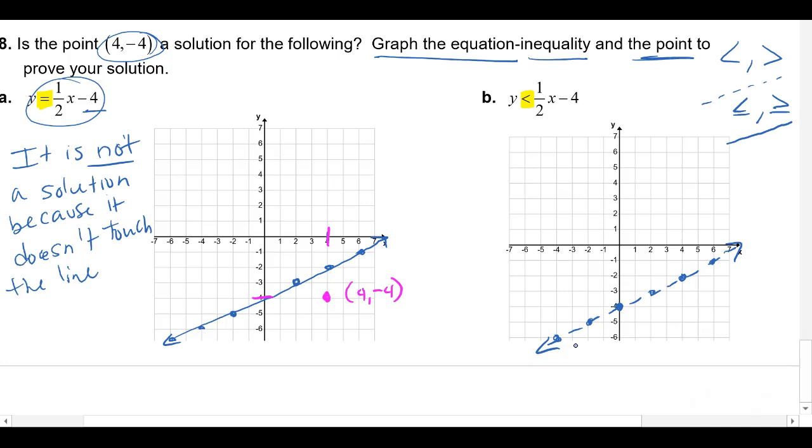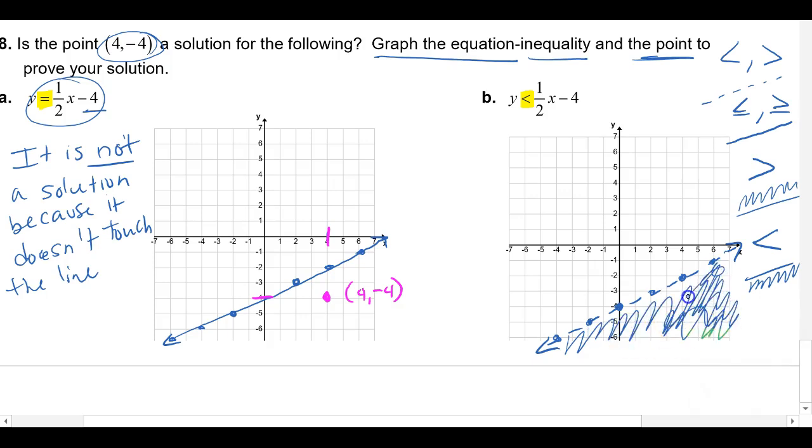And then the second thing we need to include is that if it is greater than, we shade above the line. And if it is less than, we shade below the line. In this case, it's less than. And it doesn't matter whether it's equal to or not. If it's greater than, you shade above. And if it's less than or equal to, then you still shade below. So this one is y is less than, so that means I shade below the line. In other words, if I have a point inside that shade, it is a solution to this inequality.